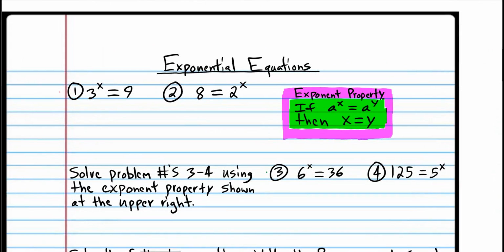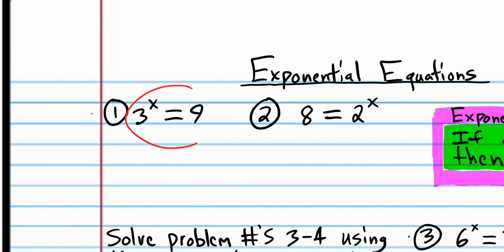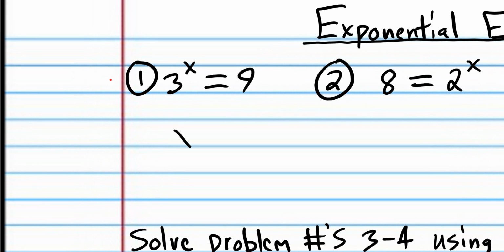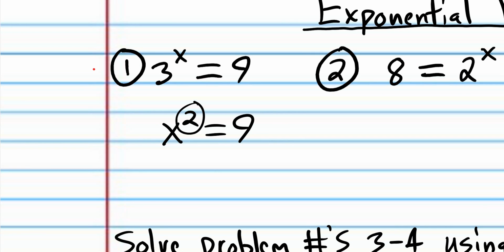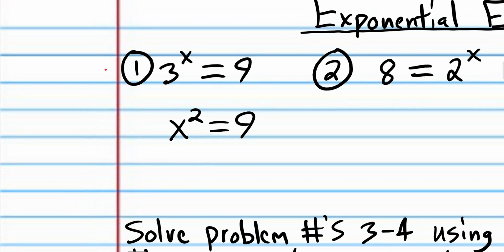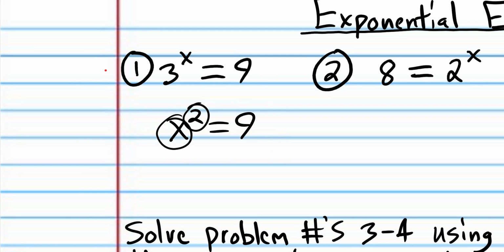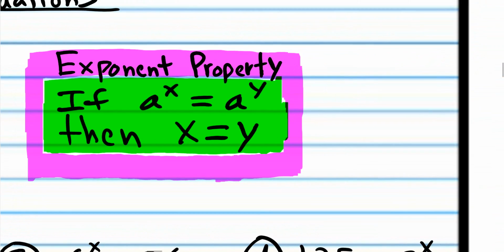So we'll get started with exponential equations. These are exponential equations because the variable is in the exponent. Now, we solved equations in previous classes like so. This equation has an exponent, but it's not called an exponential equation because the variable is the base, not the exponent. To solve this equation, we're going to use this property over here.